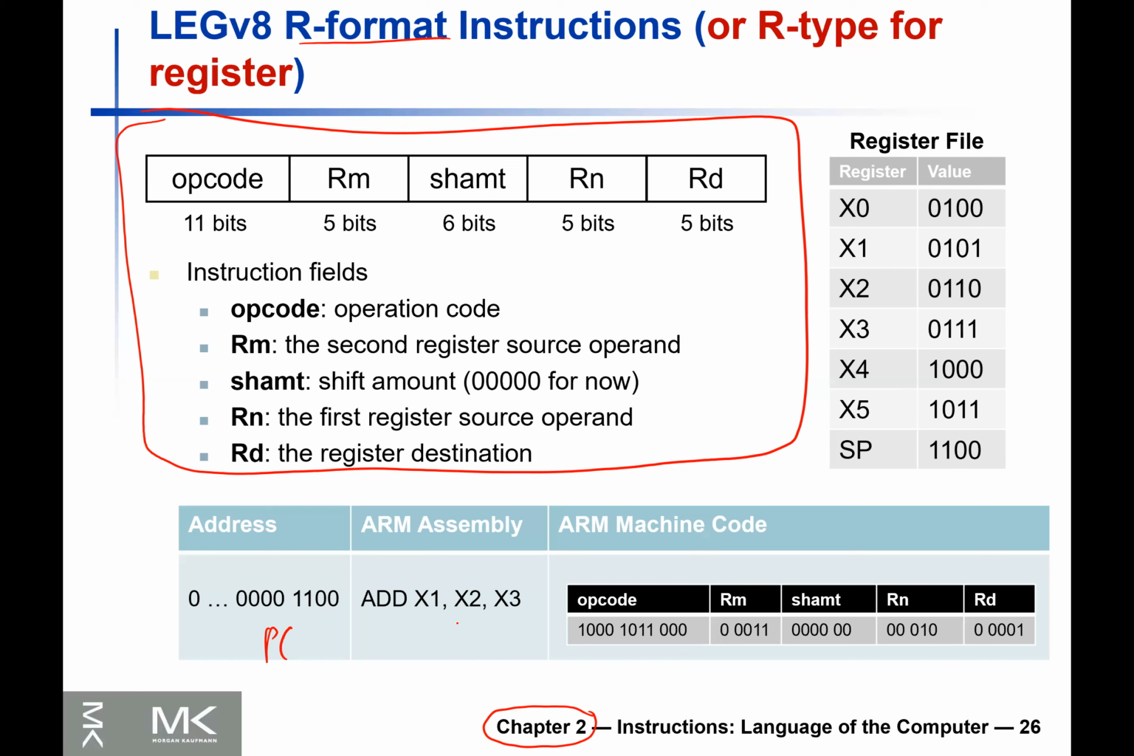Just a quick recall about R type. We have 32 bits to run an operation or an instruction. If we start from the most right, the first 5 bits are the destination register, Rd. Then Rn, the first register or operand, then Rm, the second operand or register, then shift amount, and the opcode is the operation.